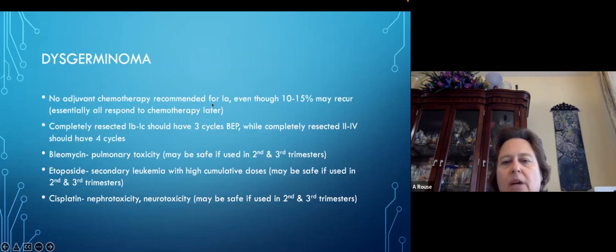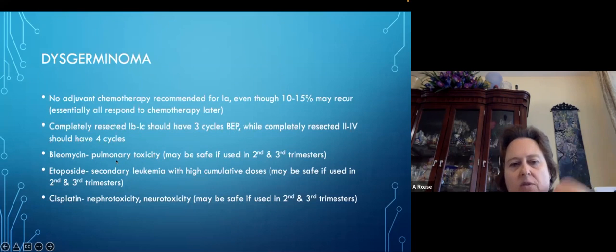So for 1A, you wouldn't even do any adjuvant chemotherapy, even though there's about a 10 to 15% recurrence risk. The good thing is the majority of these will respond to chemotherapy later down the line. So you don't have to be overly aggressive on the 1As. If you are able to resect the 1B, 1C, you can give them a little bit of chemo for 4 cycles. But don't forget bleomycin.